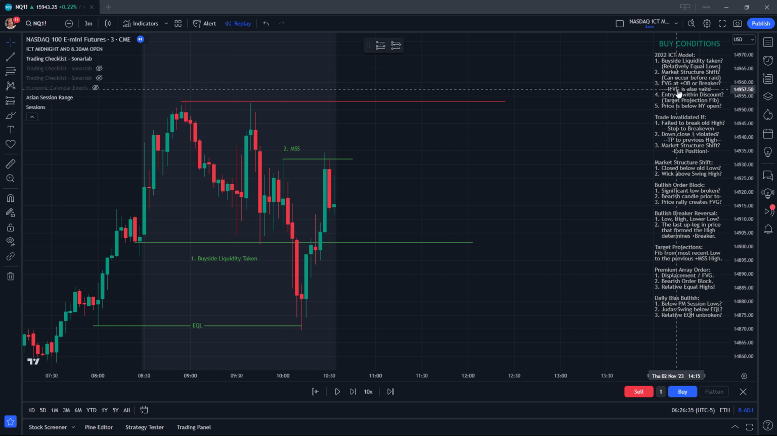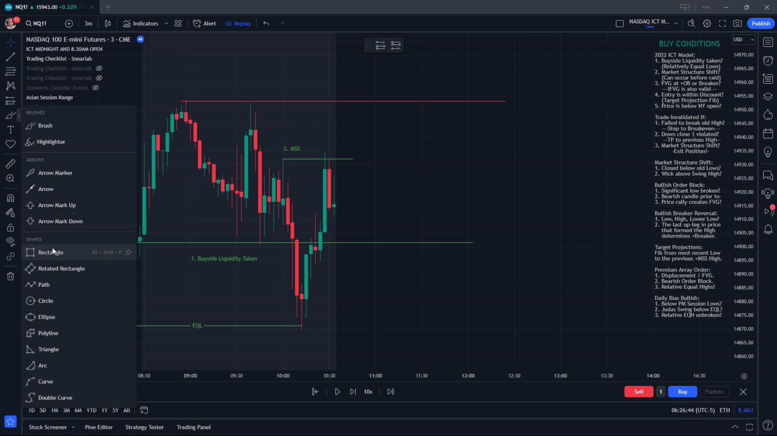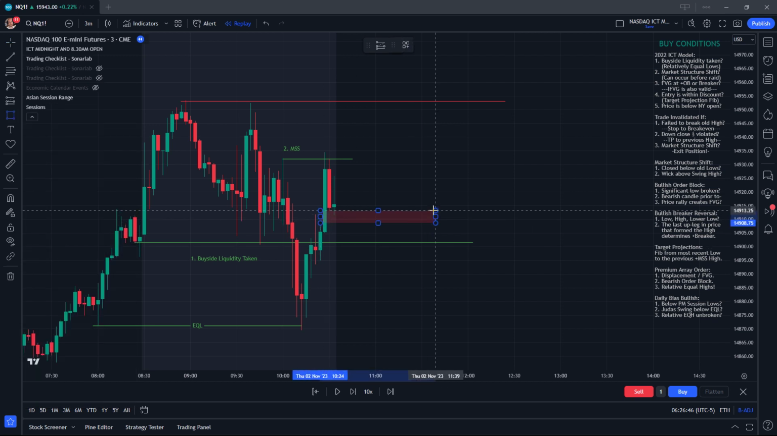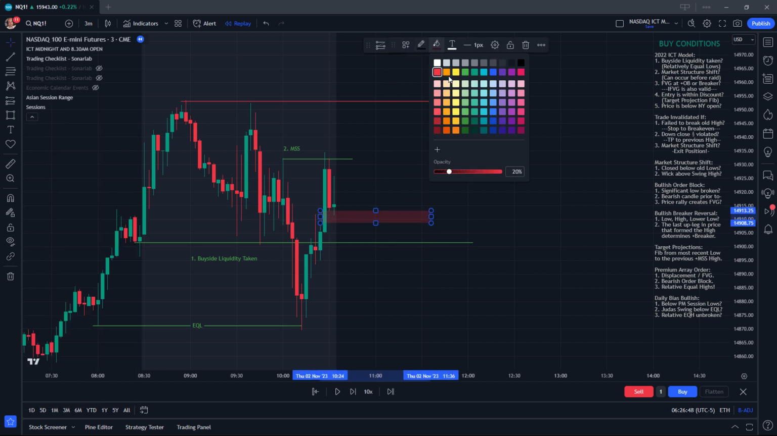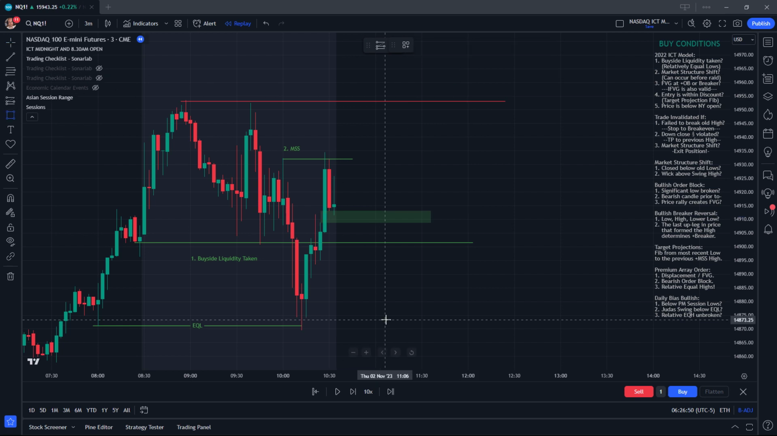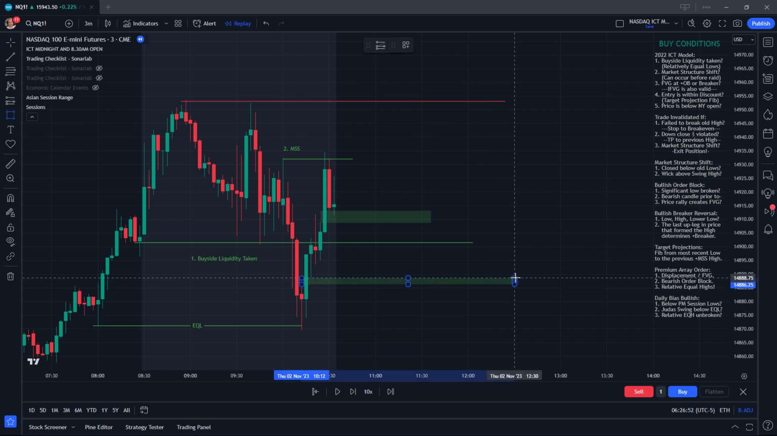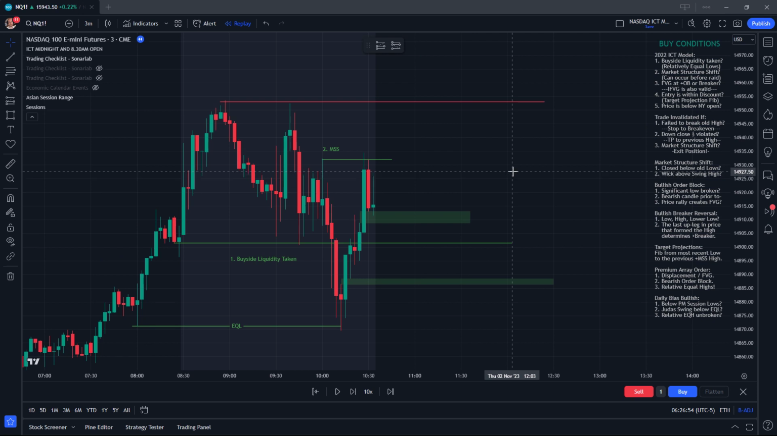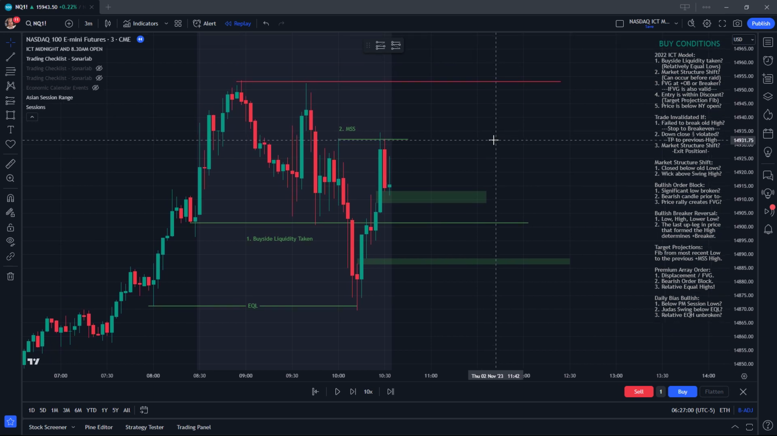We need a fair value gap at an order block. So straight away I can see some fair value gaps here. We've got this one. We've got this one here. We need an order block or a breaker, so the more of these things we can identify.